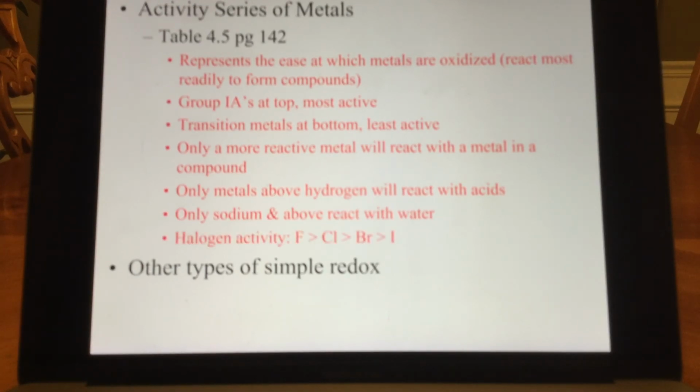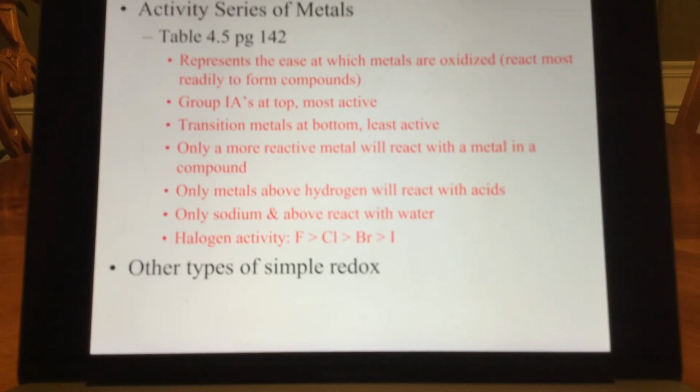And then, these are not obviously metals, but the halogens have an activity series as well, based on their tendency to gain electrons or be reduced. Fluorine is at the top of the chart. Fluorine is the most active halogen, followed by chlorine, then bromine, then iodine. So they go in the order that they are located on the periodic table. And again, that is due to their electron affinity and the ease with which they will gain electrons and more likely be reduced.